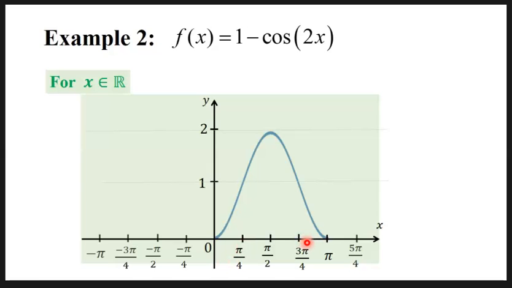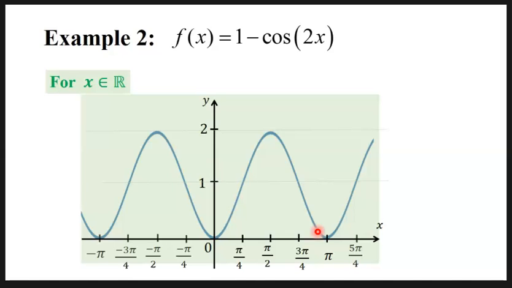Now we are going to extend our graph towards the right and towards the left with this shape. So this is what we have for the answer for example number 2 for the case of the cosine graph, where the domain is all real numbers.